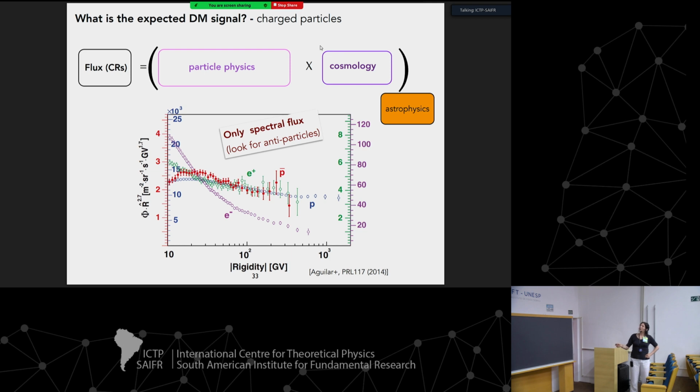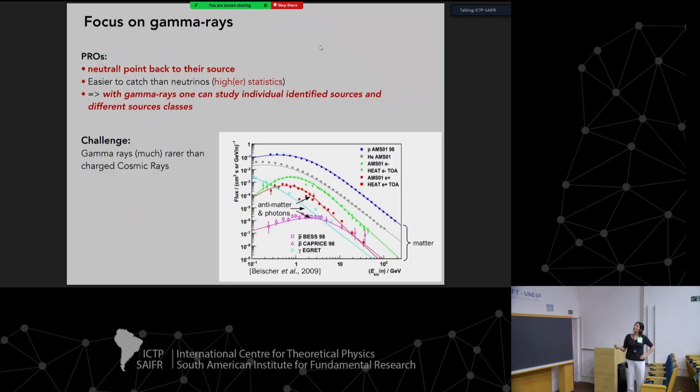So I will not be talking about this. I will just focus on gamma rays right away. But just to say that if you have charged particles, typically, as you will see later, you look for antiparticles, because antiparticles are not produced so much by background. You don't have so much background in antiparticles. So this is your strategy. But putting that aside, let's just focus on gamma rays.